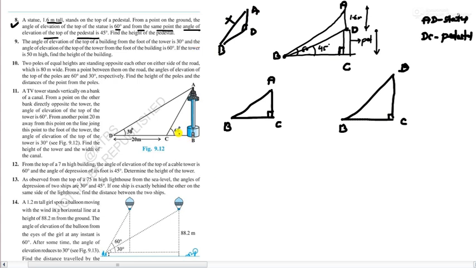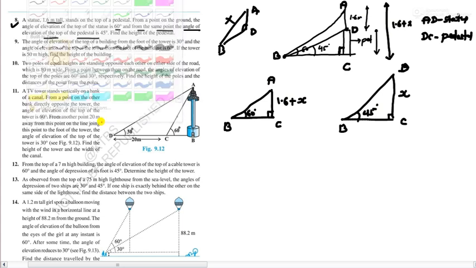Yes, sir. So now in ACB, we have the angle 60 degree, and here the angle is 45. We have to find the length of DC, so I will name this as X. And this AC can be written as the total length from here to here. I will name this as 1.6 plus X. Got it?